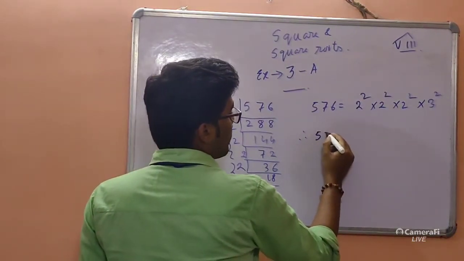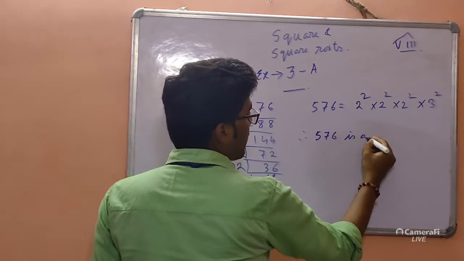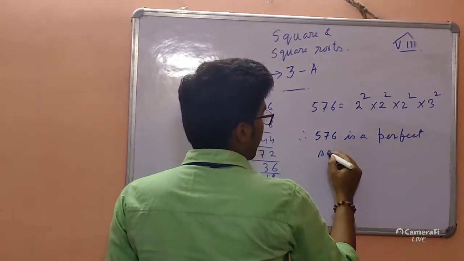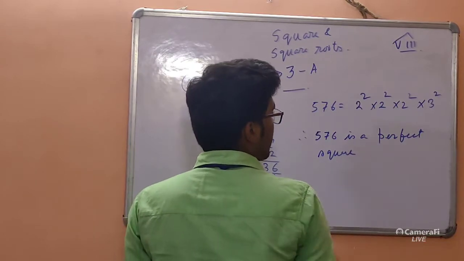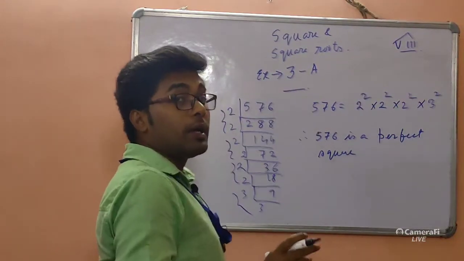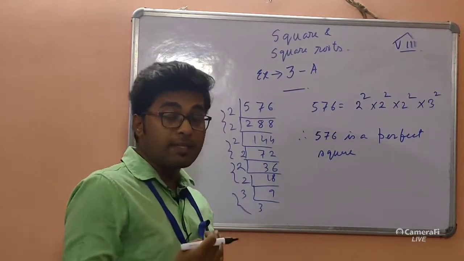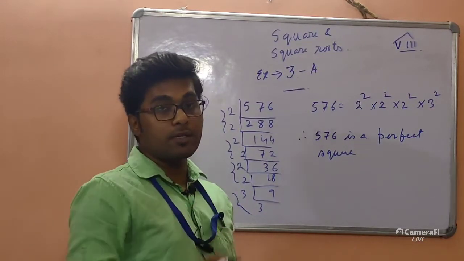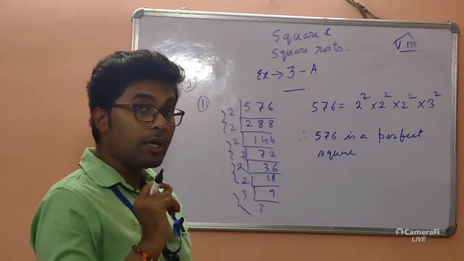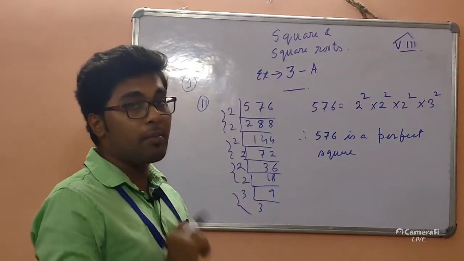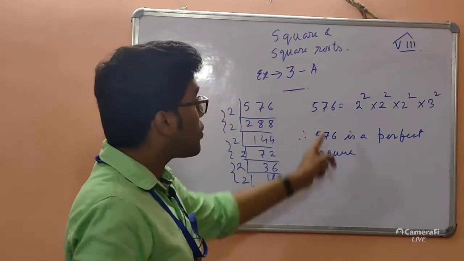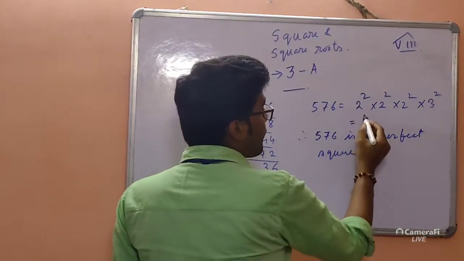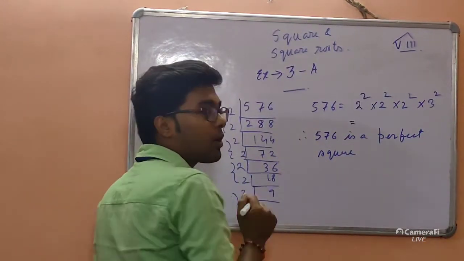Therefore, 576 is a perfect square, right? In a previous class I have already said that at least up to 30 you have to memorize the squares, okay? At least up to 30. So that you must keep in mind. Clear? So here also, if the question asks, then we will convert it like this.